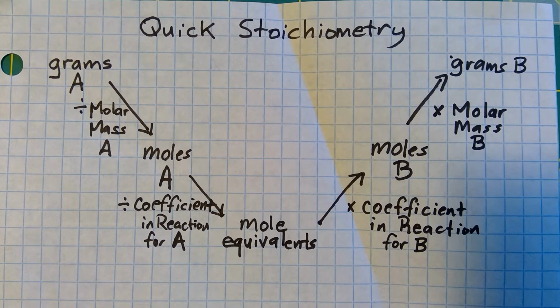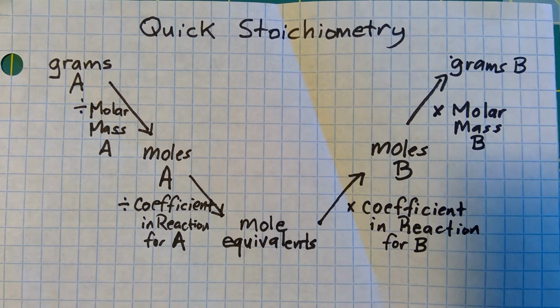It's all multiplication. So if you multiply the equivalents by the coefficient, you get the moles. And then if you multiply the moles times the molar mass, you get the grams of whatever substance you're looking for. In this process, A is not necessarily a reactant and B is not necessarily a product, because you can start anywhere in this chemical reaction and go anywhere else.